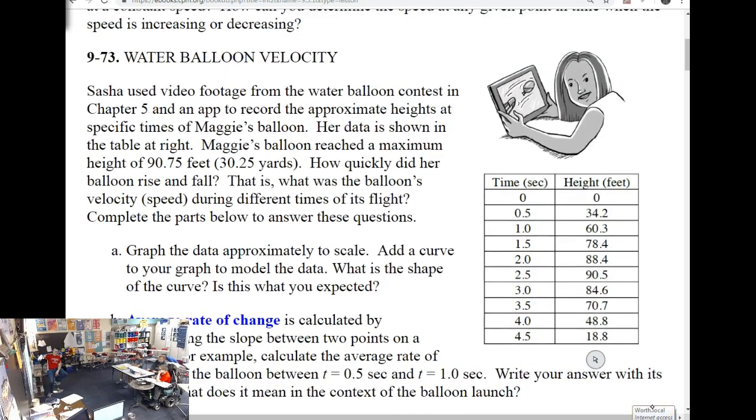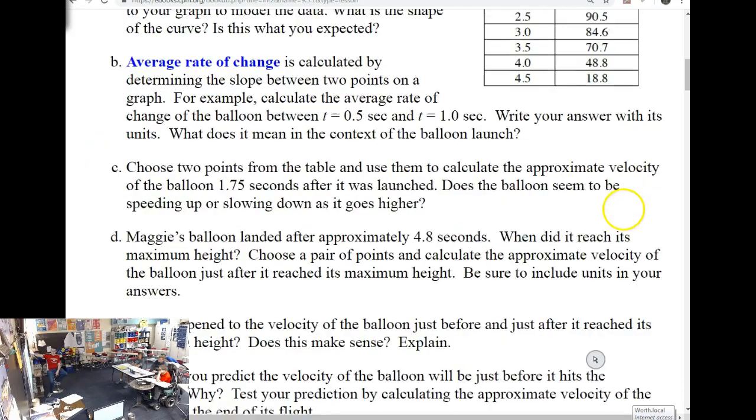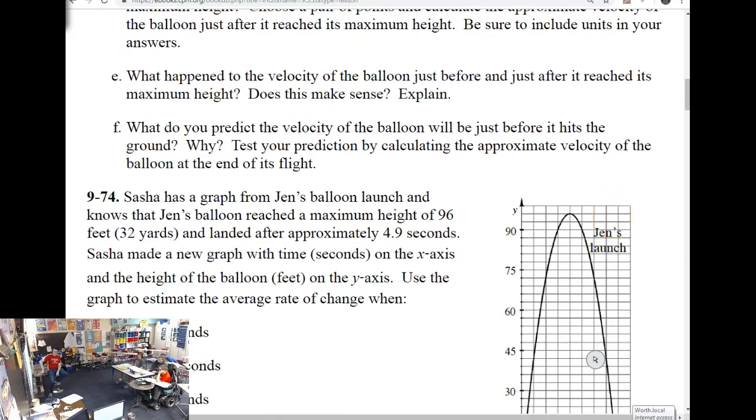This is Maggie's balloon, by the way. It was Sasha's footage, but it's Maggie's balloon. We know it's not Jen's balloon. Okay, that's all we care about.